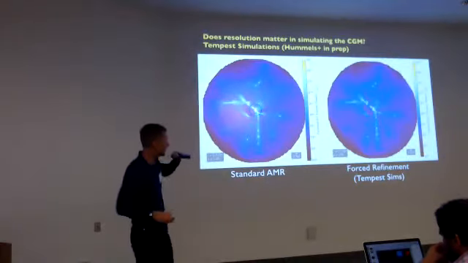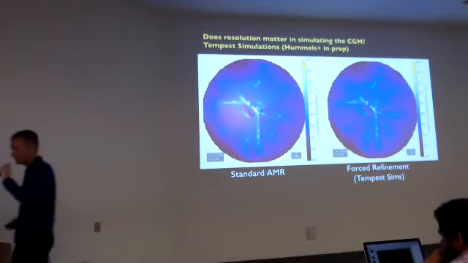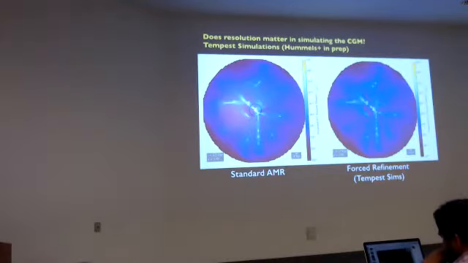So as an example of this, I have a movie showing 2 runs. They're both exactly the same simulation, starting with the same initial conditions. This is with standard traditional AMR, and this is where we force the resolution.